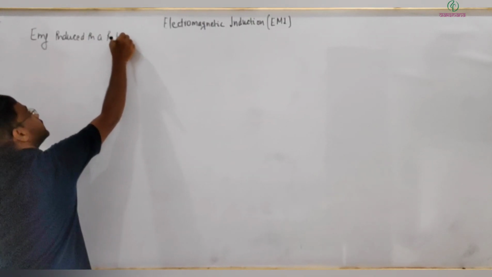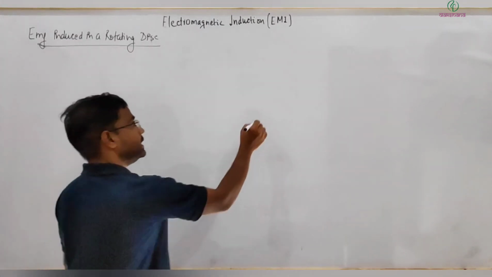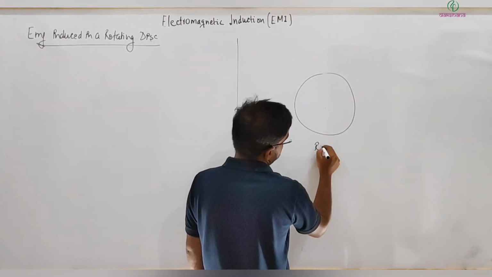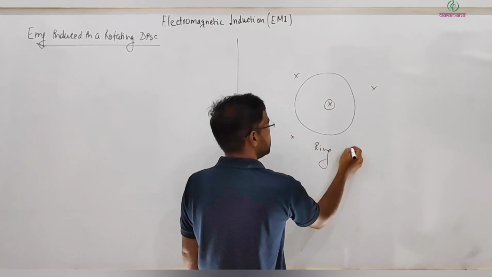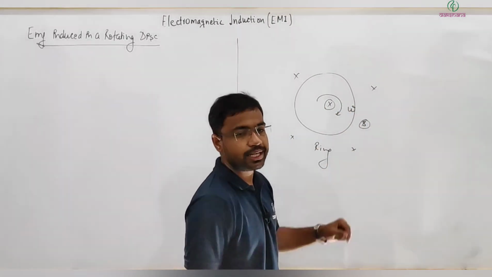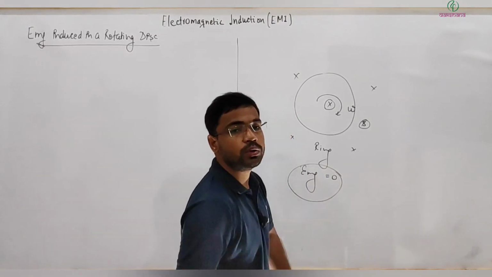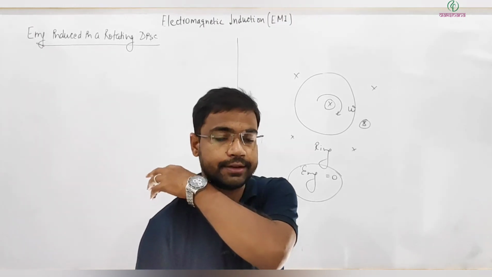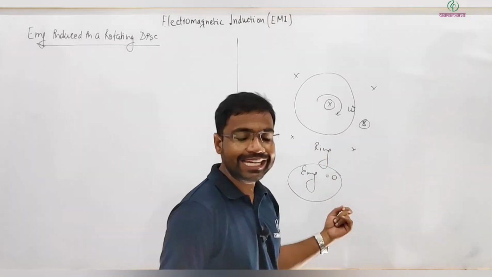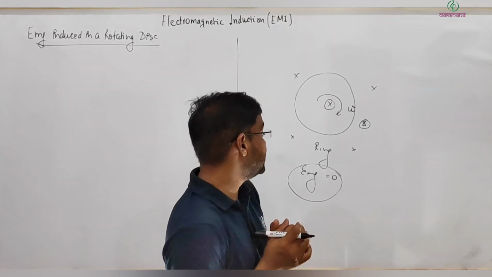EMF induced in a rotating disc. Here we saw one case actually. I gave you one example: if there is a magnetic field and this is a ring, and the magnetic field B is present in this complete space, and this ring is rotating about an axis passing through its center, perpendicular to its plane, in this situation we saw the EMF induced was zero. You know the reason: flux is definitely there through the ring, but it's not changing, it's constant. Here B is constant, so the flux linked is not changing, and that's why the EMF induced in the ring is zero.